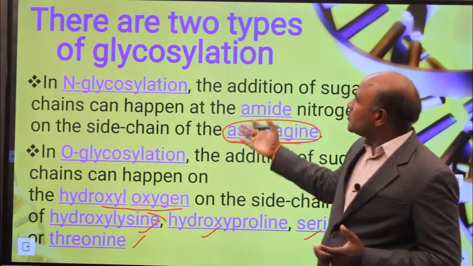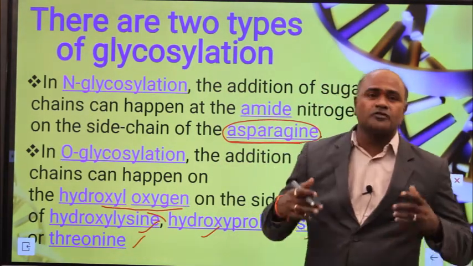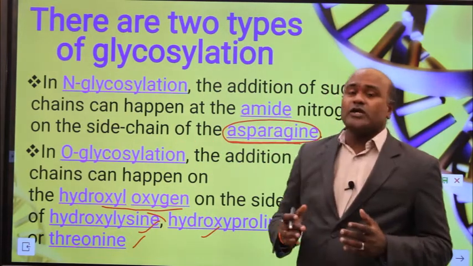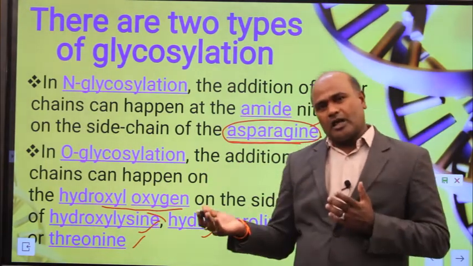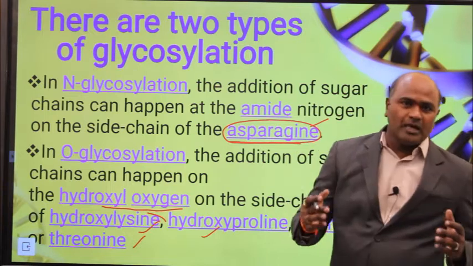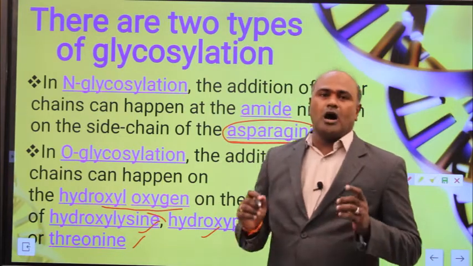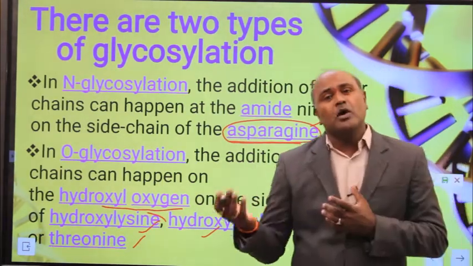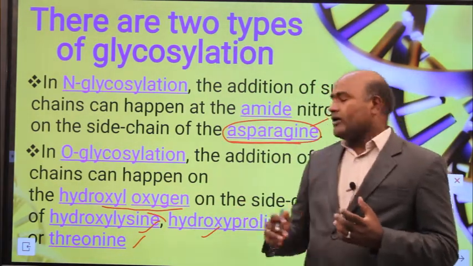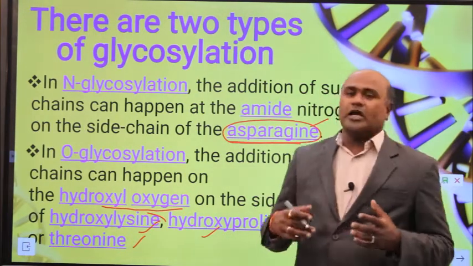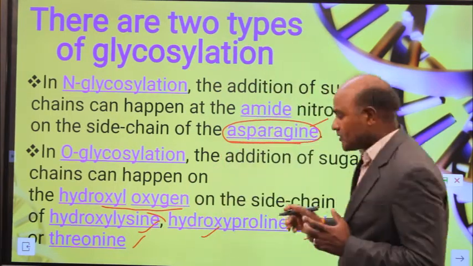So there are two types of glycosylation. One is nitrogen glycosylation, the addition of sugar units at the amide nitrogen on the side chain of asparagine. Asparagine is an amino acid. And oxygen glycosylation is the addition of sugar units at the hydroxyl oxygen on the side chain of amino acids: hydroxylysine, hydroxyproline, serine, and threonine. So these are the differences in glycosylation.